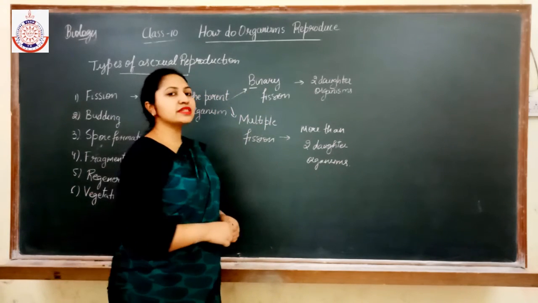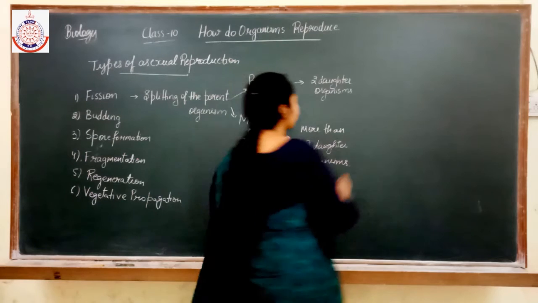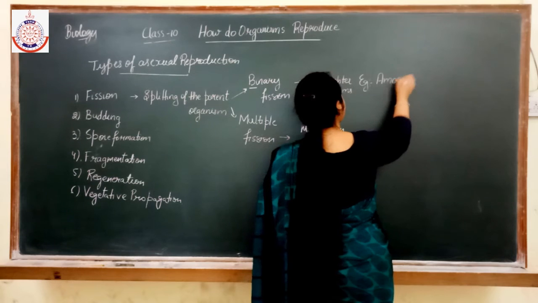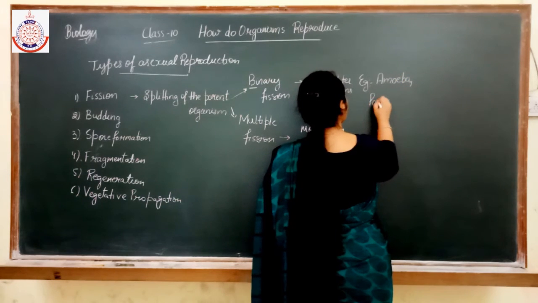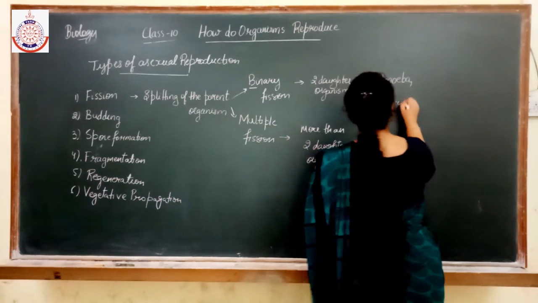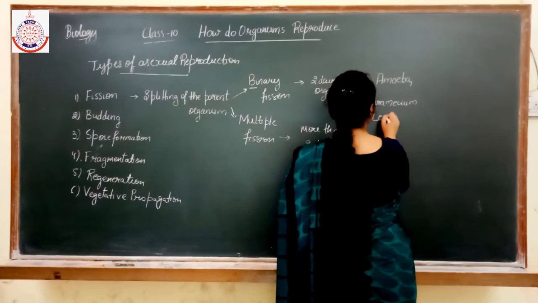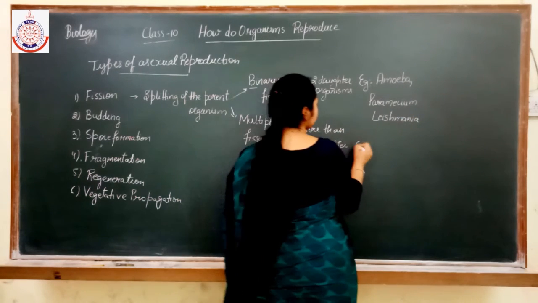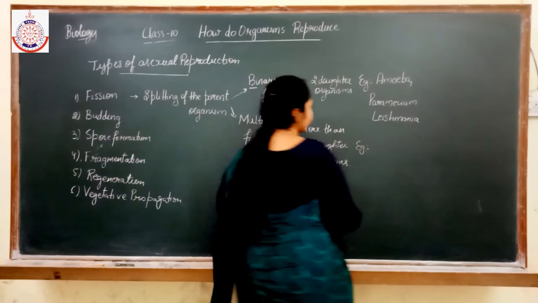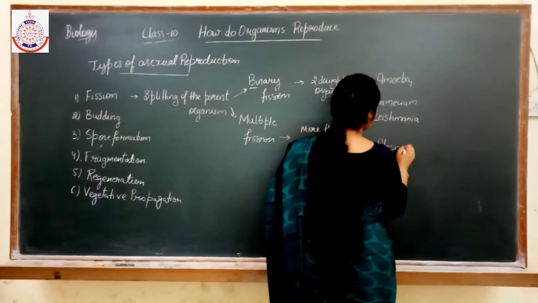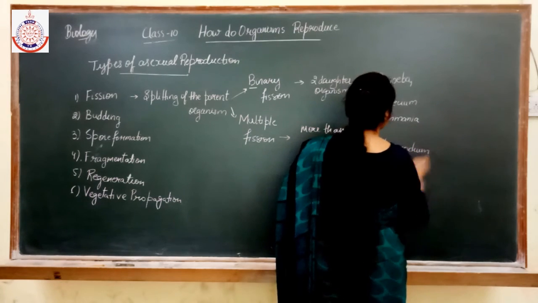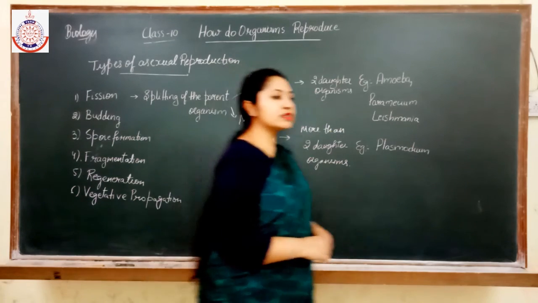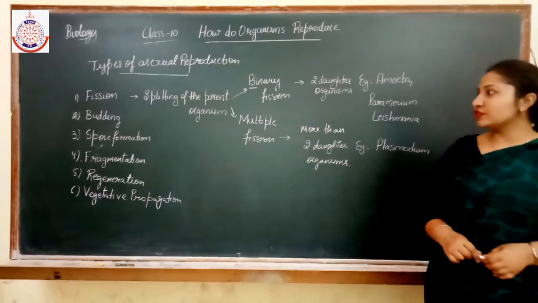Now what are the examples of binary fission? In case of binary fission, the examples are amoeba, Paramecium and Leishmania. And in case of multiple fission, what are the examples? Plasmodium is an example of multiple fission. Now we will discuss these examples of fission in detail.